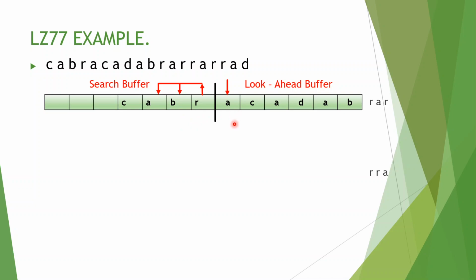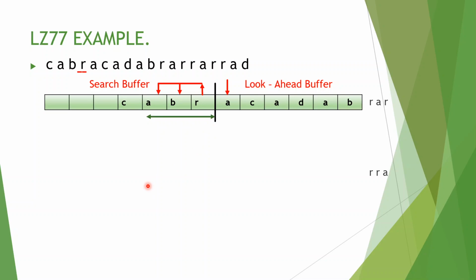So what is our offset? The distance from the search pointer to the look ahead buffer is our offset. In between that distance, how many symbols are there? A, B and R. So three symbols are there. And how many symbols are matched with the search buffer? Only one A is matched. So our length of match is 1, because only one symbol is matched with the search pointer in the search buffer.